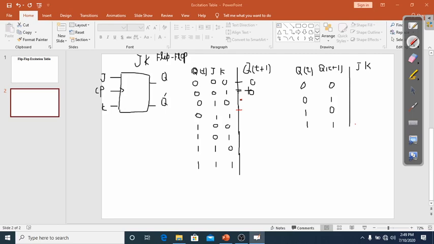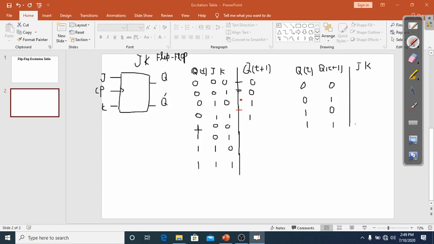You always keep in mind, when J and K both are equal to 0, then the next state would be same as the present state. When J and K are equal to 1, then the next state would be the complement of the present state. Now here you can see that J is equal to 1 and K is equal to 0, next state is 1. Here you can see that the J and K are equal to 1, so the next state would be the complement of the present state. So I will incorporate or plug in 1 here.